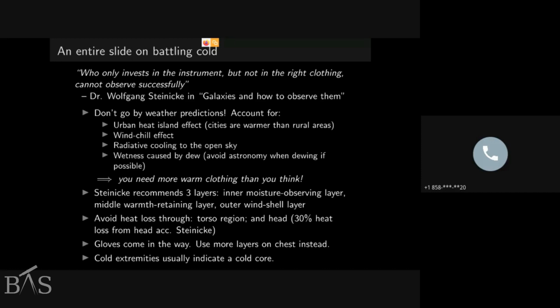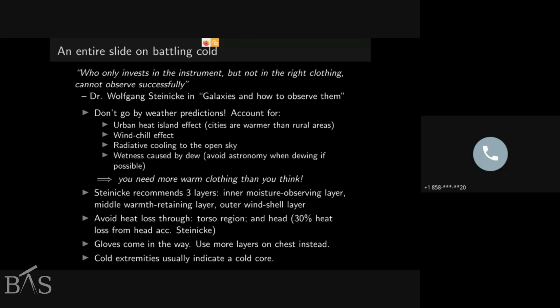And then there is wetness that is caused by dew. Of course, we should avoid astronomy when dewing if possible, because it means that the humidity is very high. But that is impossible to do in South India, as we know. So we should account for the fact that dew causes wetness and makes things much colder.